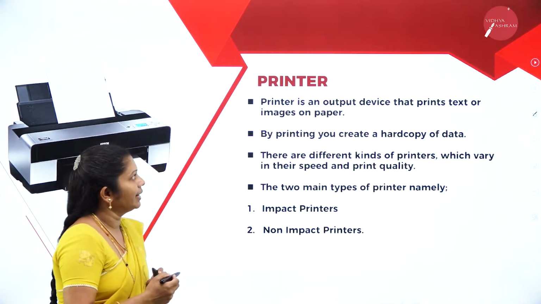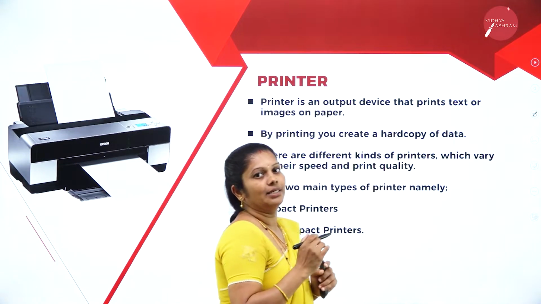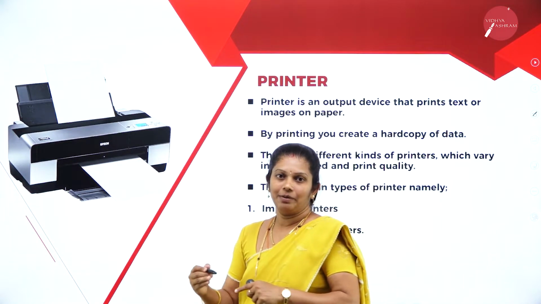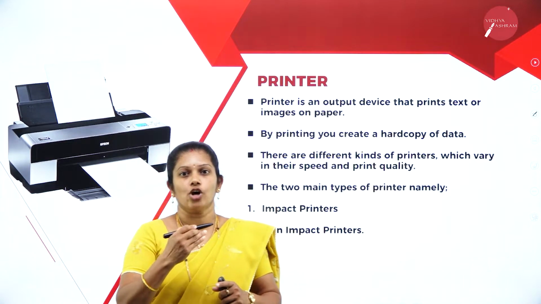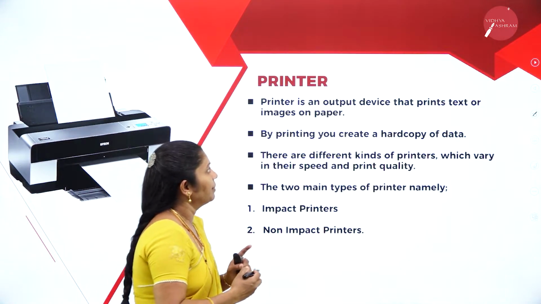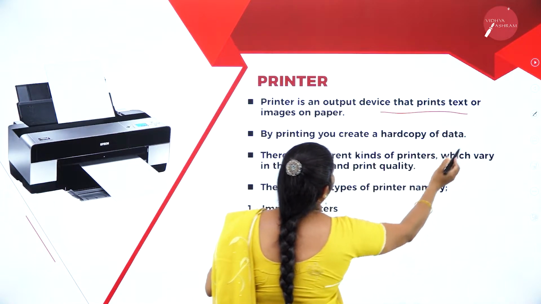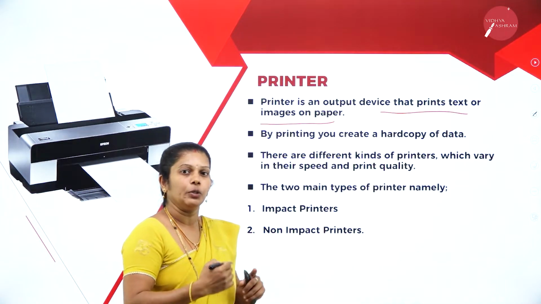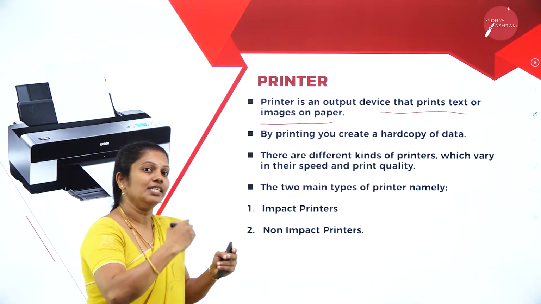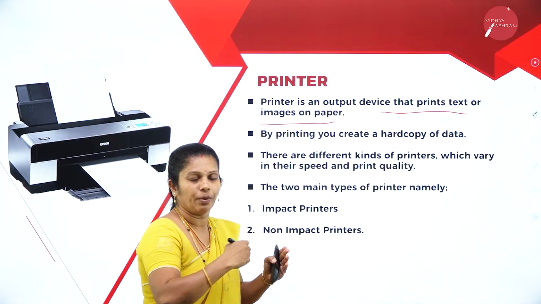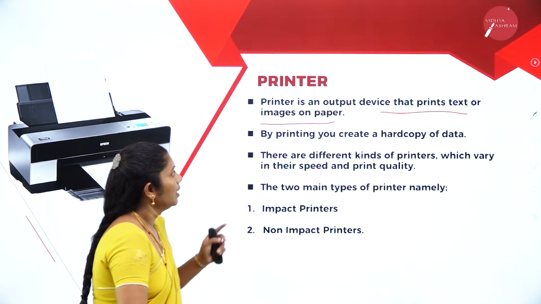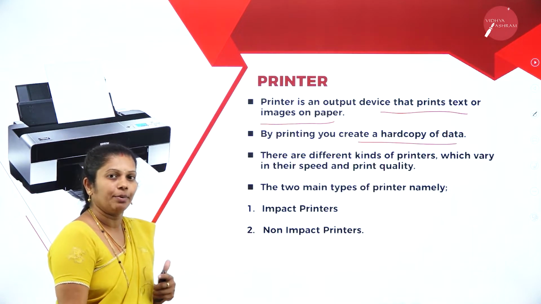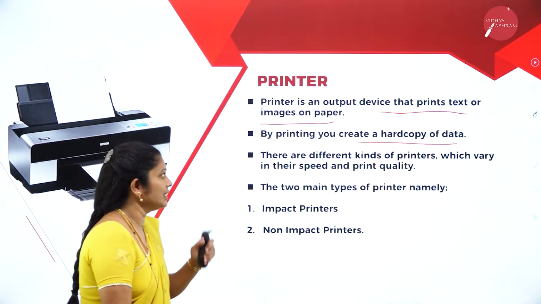The first one we'll discuss is the printer. What is the use of this printer? This printer helps to display the data on a sheet of paper. It means that we can convert the soft copy to hard copy here. A printer is an output device that prints text and images on paper. On a sheet of paper, we are able to get all the information present in soft copy format as hard copy format. By printing, you can create a hard copy of data. By using a printer, I am able to get a hard copy of the same data.